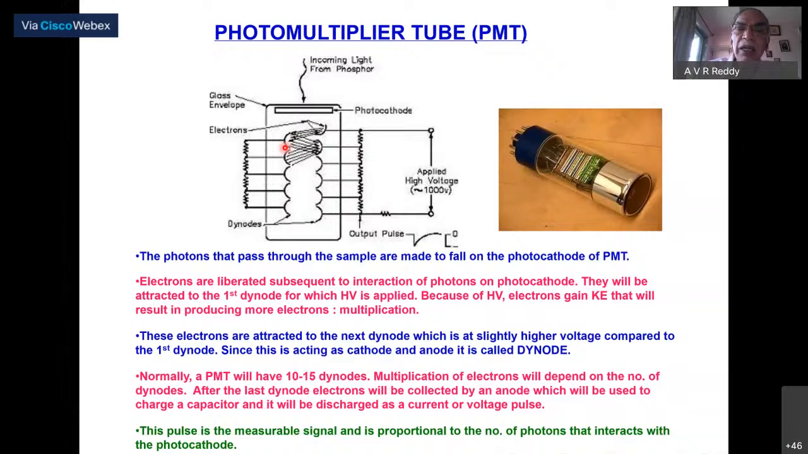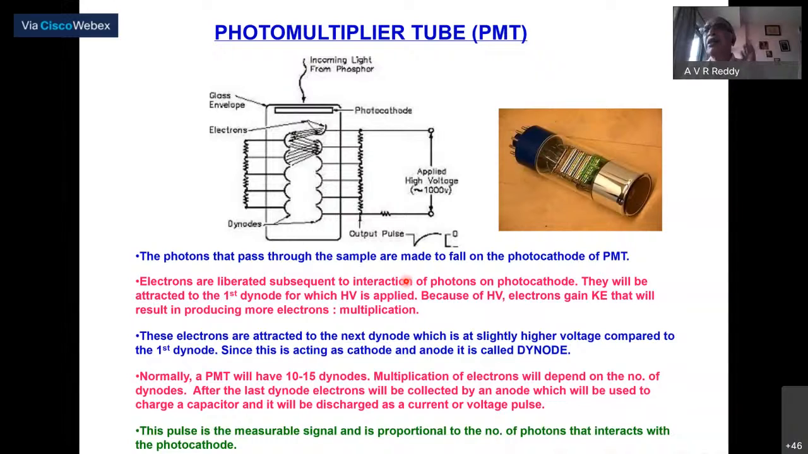Then give another, normally 5 volts increment is given. And then here, this will have slightly more than this. So at each stage, the number of electrons that are produced initially get multiplied. One can achieve 10 power 6 to 10 power 7 times enhancement of the signal. The rest of the things are same. So it is photo multiplier tube.